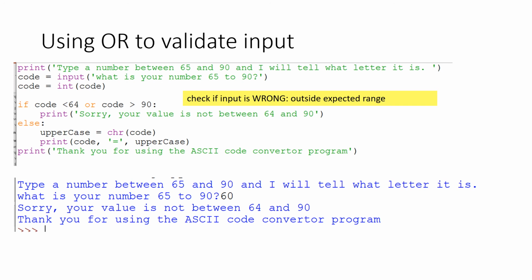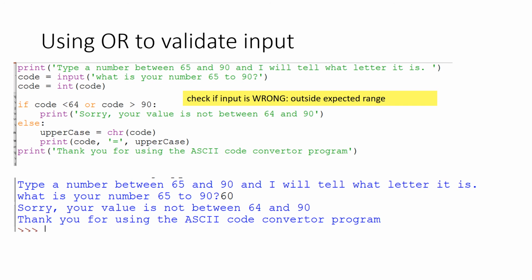The code equals from the input, what is your number 65 to 90, and I convert the code to an integer. So the first 3 lines of code are exactly the same. We go to the condition, to the if statement, and notice what we're doing. We're reversing the symbols. Code less than. So this is the only symbol that you didn't have present in the condition before. Before it was greater than or equal to 64. Now we're asking for less than.